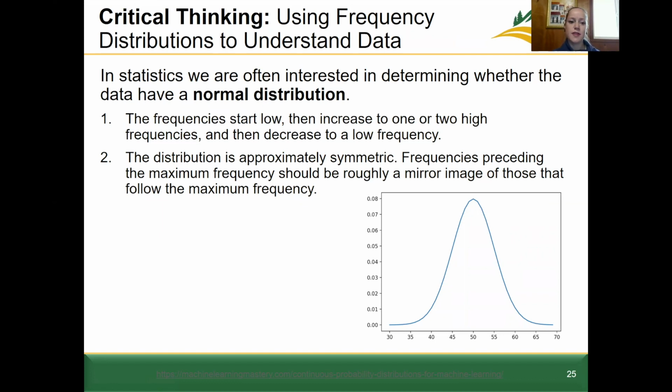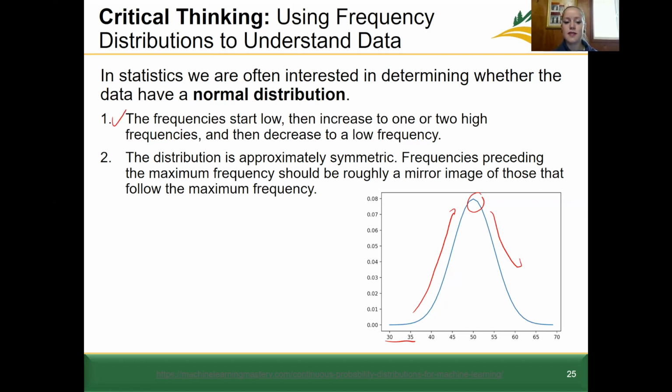Okay, so next we have using frequency distributions to actually understand our data. So again, in statistics, we always want to think critically about our data and what sort of conclusions we can make based on that data. So in statistics, we are often interested in determining whether the data have a, quote, normal distribution. What does this mean? There's 2 rules to determining if we have a normal distribution. One is that the frequencies start low. Okay, so they're starting low, then they increase to 1 or 2 high frequencies, then they decrease to another low frequency. Okay, so that's rule number 1.